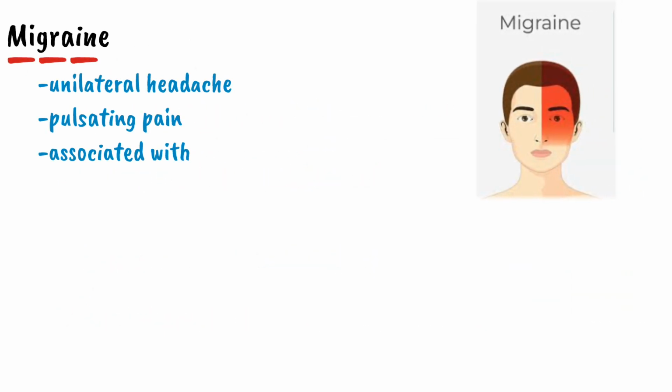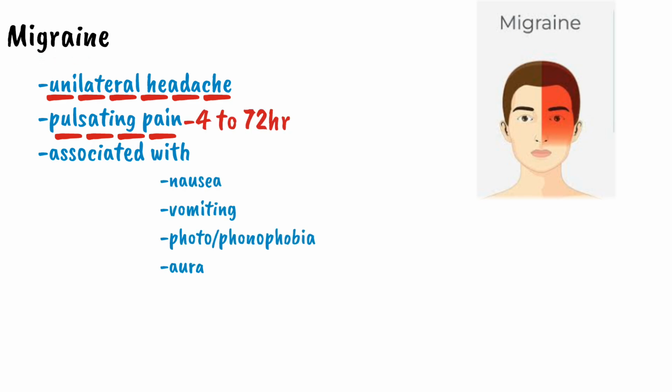The migraine is a unilateral headache, and the patient will present with pulsating unilateral pain for about 4 to 72 hours, and it will be associated with nausea, vomiting, photophobia or phonophobia, and aura. The photophobia means the fear of light, and the phonophobia means the fear of noises.